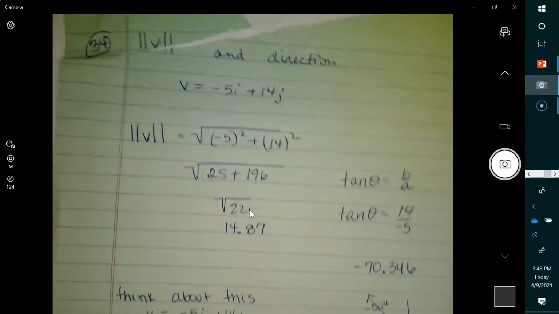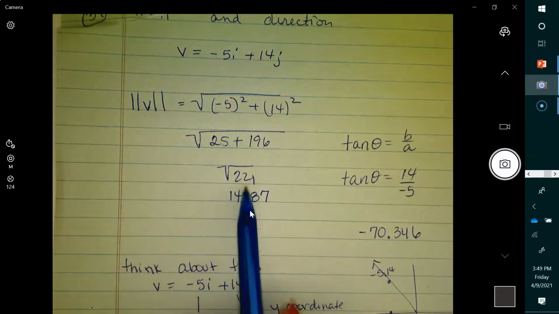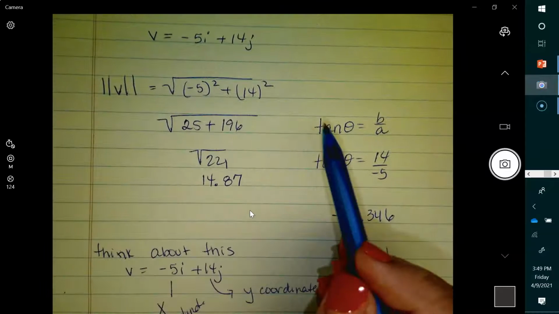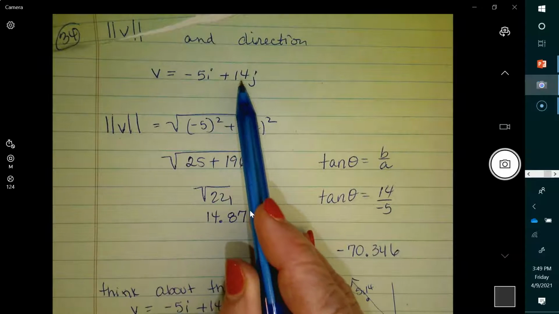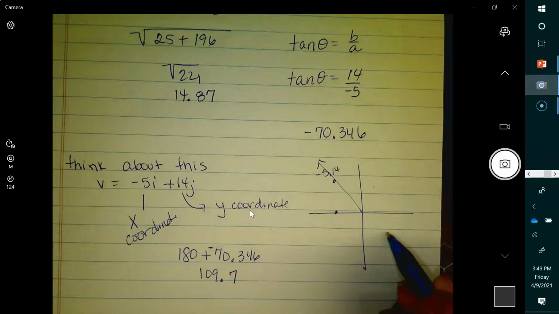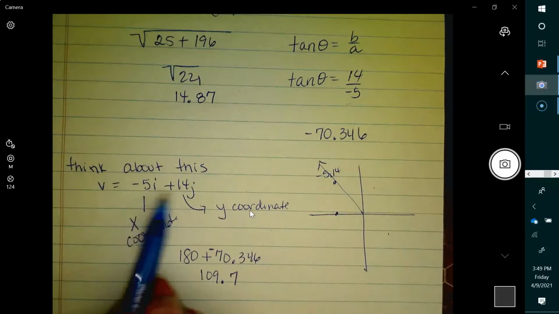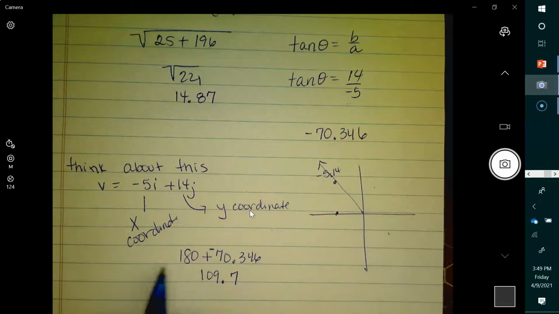On 34, you want the magnitude and direction. So you want to find the magnitude. You do that here using the magnitude formula. To find the direction, that means the angle. You want the tangent. Well, you know the y value and the x value. So you put that in and you get negative 70. Y'all, negative 70 is down here in quadrant 4. So you have to think about where you're at. If x is negative and y is positive, then you're actually up here in quadrant 2. So you have to add 180 to that to get your 109.7.